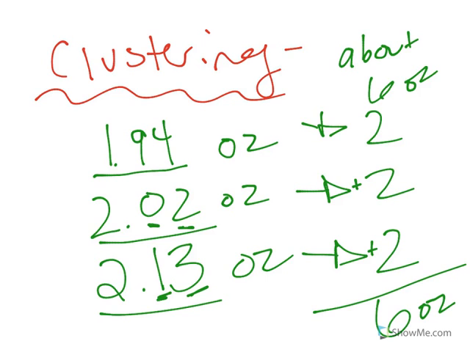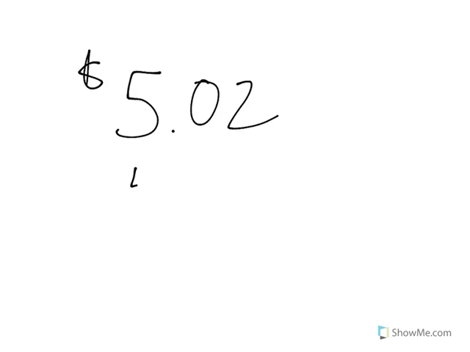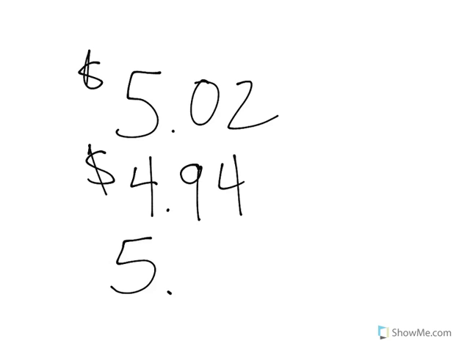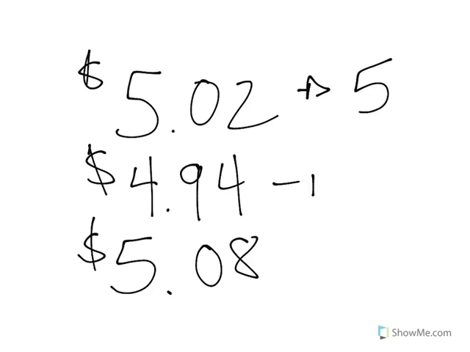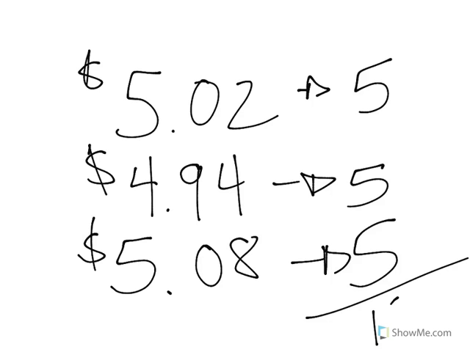You can use that with bigger numbers too. For example, if one student had $5.02 and another student had $4.94 and a third student had, say, $5.08. About how much did they all have? That's another situation where I could cluster it. 5.02, that's very close to 5. 4.94, that's very close to 5. And 5.08, that's very close to 5. So I would say that they had about $15 combined.